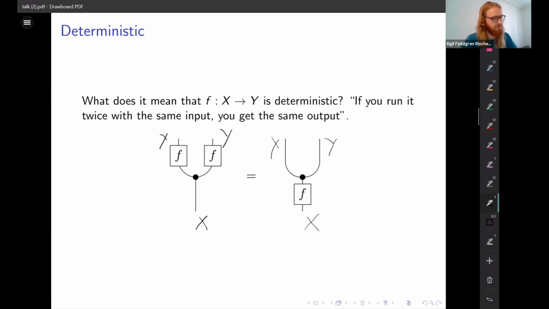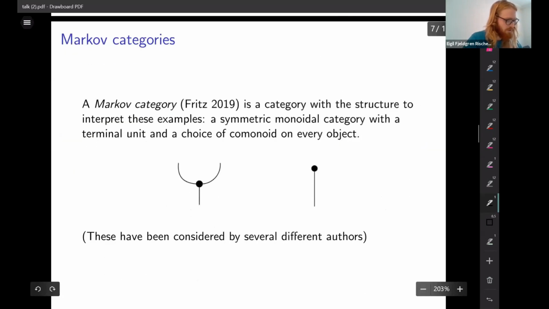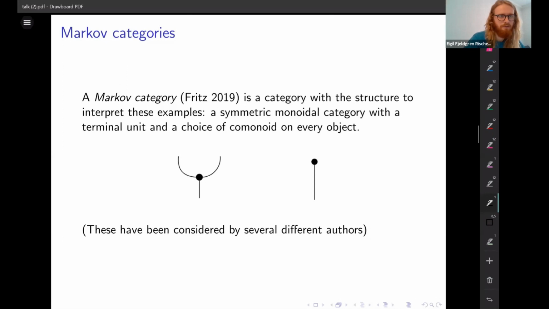Okay, so that was just three very simple examples of how to express statements about probability in terms of these diagram equalities. Now the natural question to ask is, what's the structure that you need to make sense of this? All of these pictures really used very little structure. So the minimal structure that you need to make sense of these examples is what Tobias calls a Markov category. It's a symmetric monoidal category.